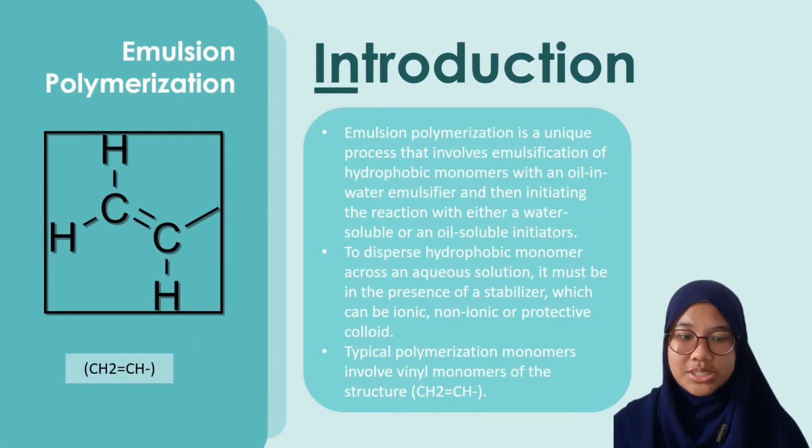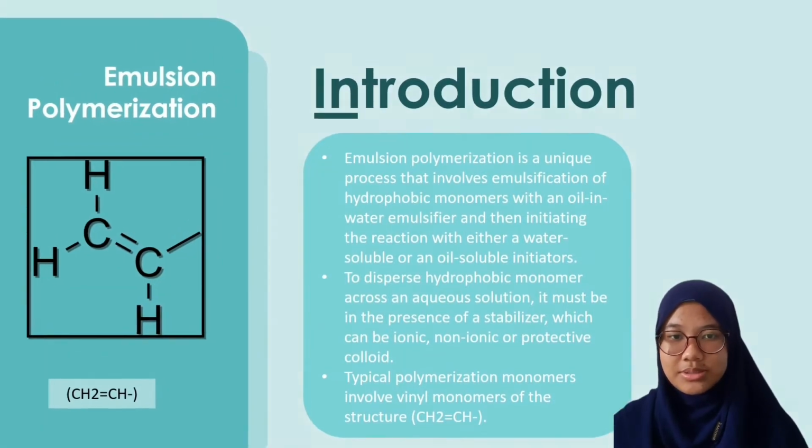Emulsion polymerization is a unique process that involves emulsification of hydrophobic monomers with an oil-in-water emulsifier and then initiating the reaction with either a water-soluble or an oil-soluble initiator. To disperse hydrophobic monomer across an aqueous solution, it must be in the presence of a stabilizer, which can be ionic, non-ionic, or protective colloid. Typical polymerization monomers involve vinyl monomers of the structure CH2=CH.